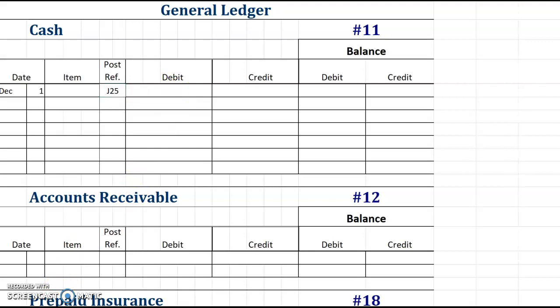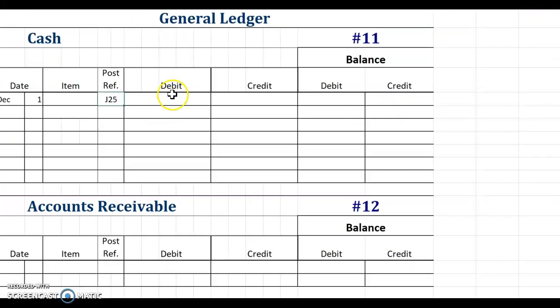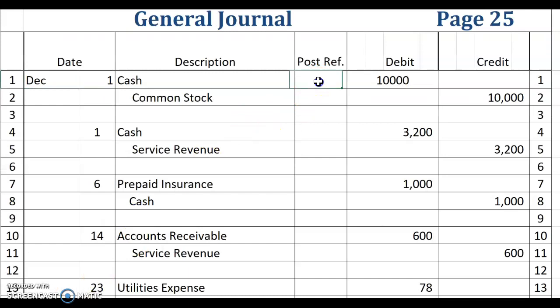And what we're moving is a debit of 10,000. So that's what we're posting. We'll put 10,000 in the debit column. It had no balance prior to this, so now it's got a 10,000 debit balance. And since this is account number 11, we're going to put 11 in the post reference column next to cash.